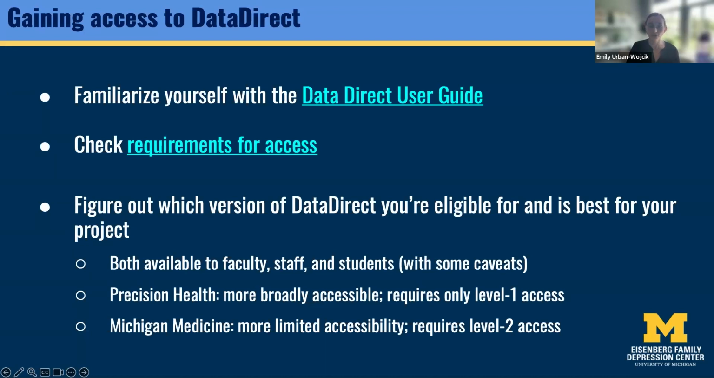The Precision Health version is more broadly accessible. It requires only level 1 access, whereas the Michigan Medicine version, because it's got protected health information or PHI, requires level 2 access, as well as a Michigan Medicine core image computer and access to the Michigan Medicine VPN.